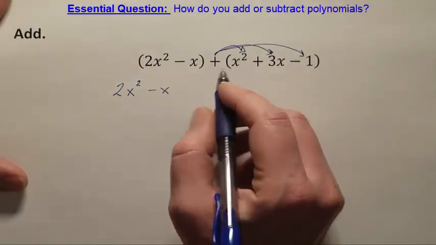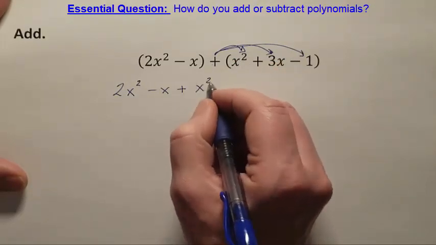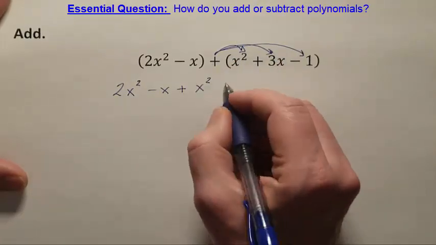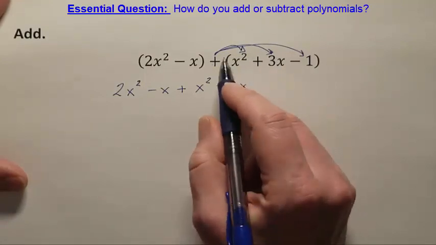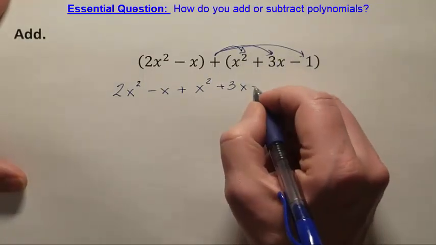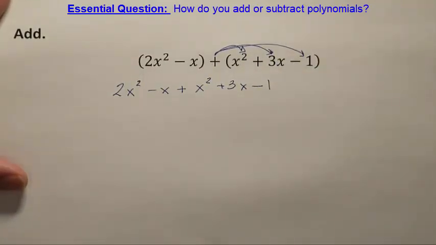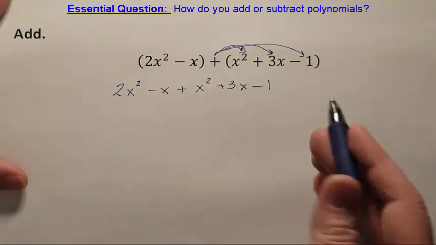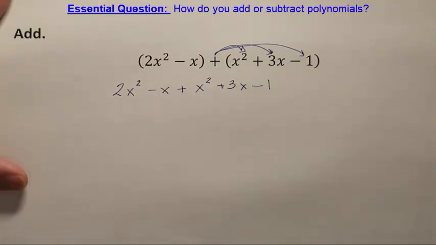So I'm going to add an x squared. So here's me adding an x squared. And now I'm going to add a positive 3x. And then I'm going to add a negative 1. So there's me adding my negative 1. So now it looks exactly like the combining like terms problems that we have been doing.